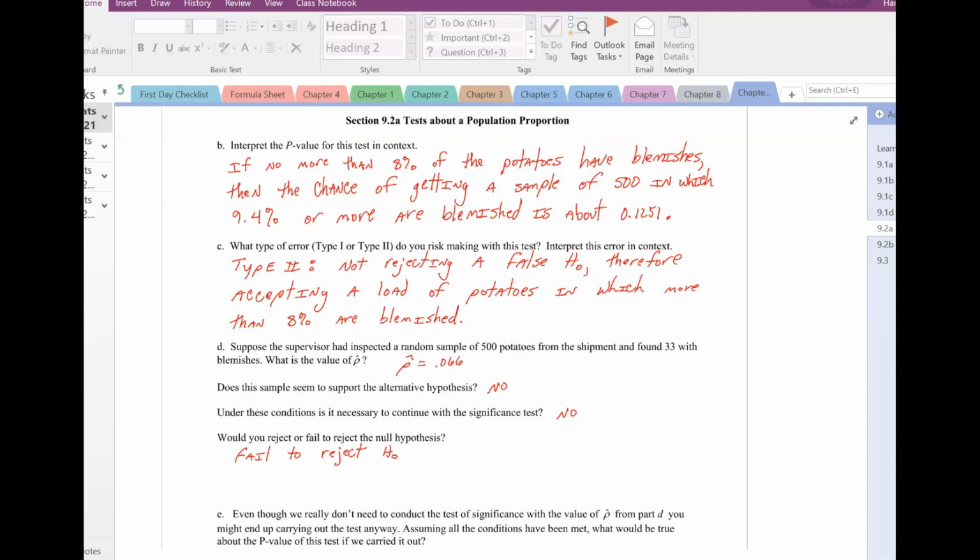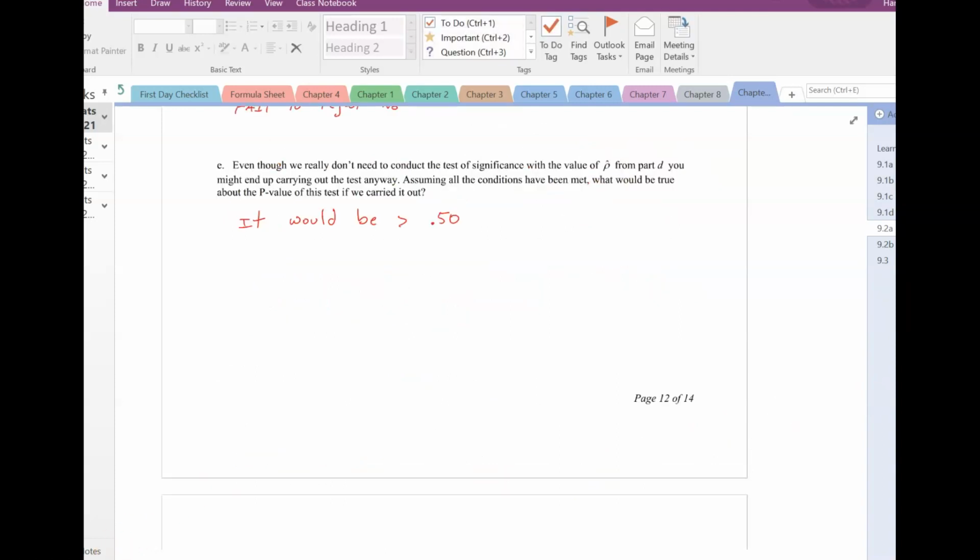And then in part E, it asks the question, even though we really don't need to conduct the test of significance, you might end up carrying out the test anyway. Assuming all the conditions have been met, what would be true about the p-value of this test if we carried it out? And you can see on the answer key, really without any work, it says it would be more than 50%.